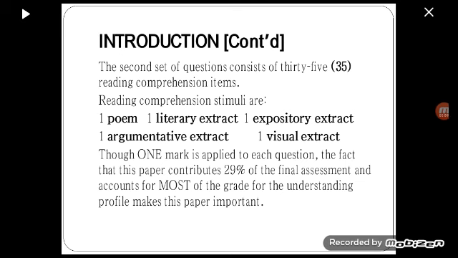The second set of questions consists of 35 reading comprehension items. The stimuli are one poem, one literary extract, one expository extract, one argumentative extract, and a visual extract. It is very important that you know that 29% of the final assessment accounts for most of the grade for the understanding profile that you achieve when you do CSEC.